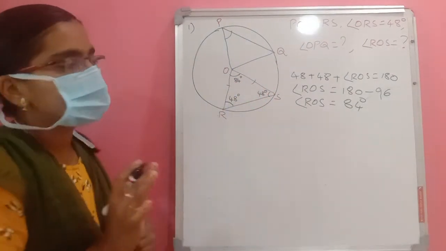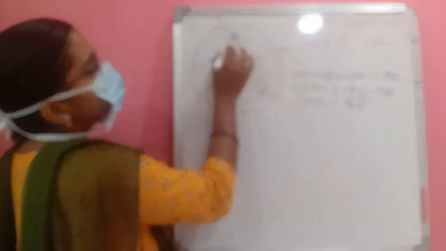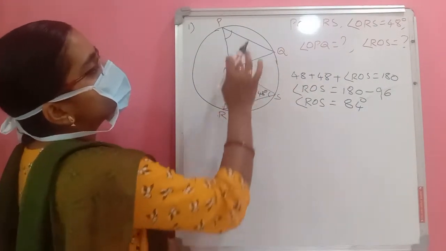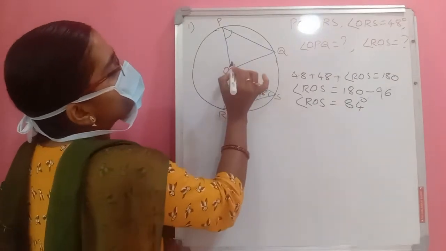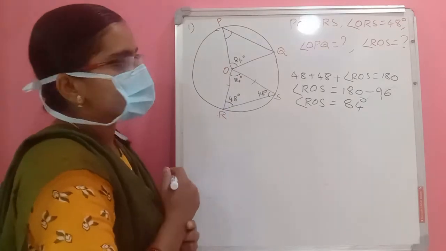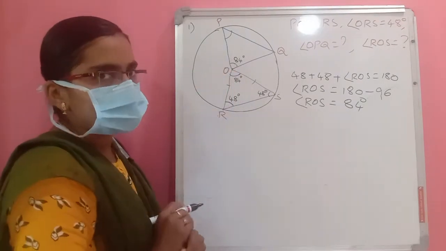We found this. Next, we know that PQ and RS are equal. When these two are equal, they make the same angle at the center. Equal chords make the same angle at the center. So this angle is also 84.